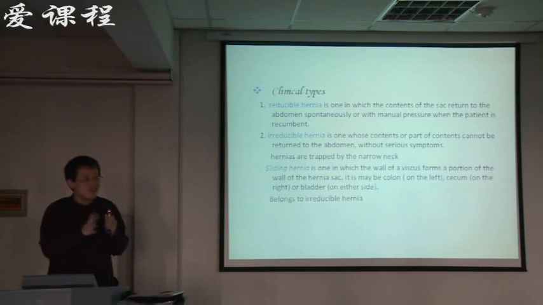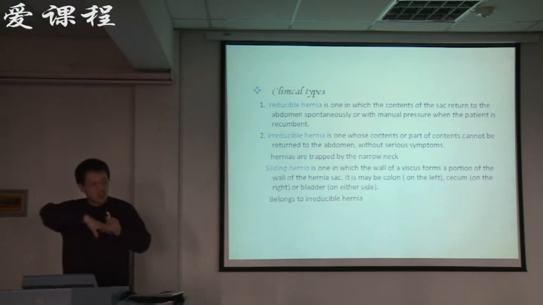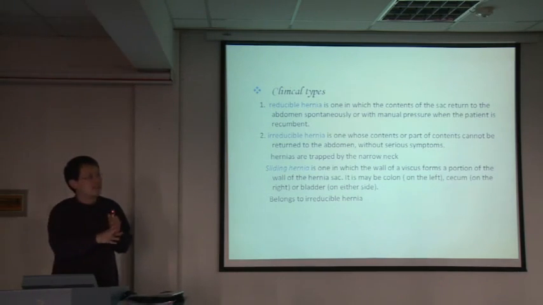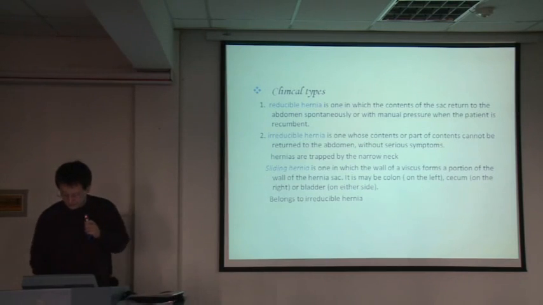Some organs are very closely attached to the peritoneum, and we know the sac of the hernia is the peritoneum. So when the hernia becomes very large, these organs become part of the sac of the hernia. I will show you.